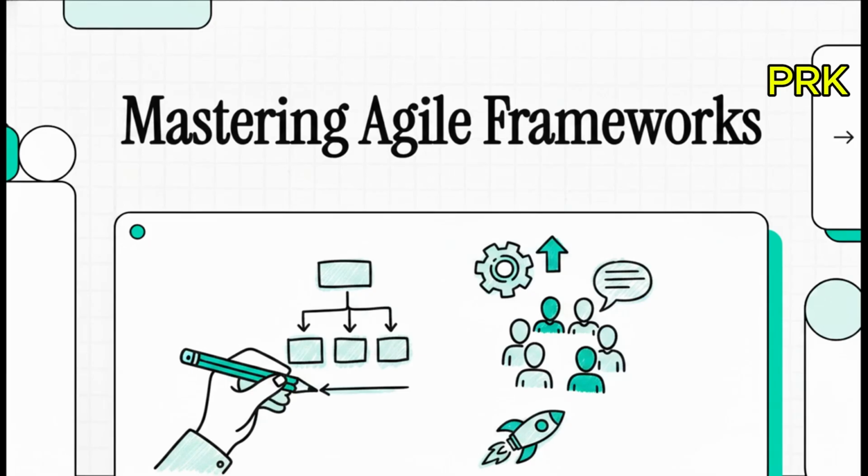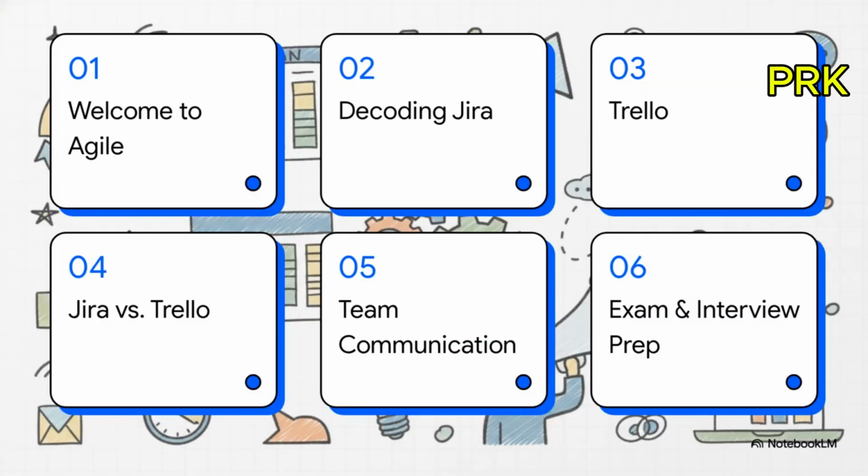Welcome to the Explainer. Look, if you're trying to figure out how modern software teams actually operate and you want to completely demystify Agile project management, well, you are in exactly the right place. Today, we're tearing down the absolute essentials of Agile frameworks. We're going to focus on the heavy-hitting tools and, honestly, the most critical part, the human communication that makes those tools actually work. All right, let's look at our roadmap for today.